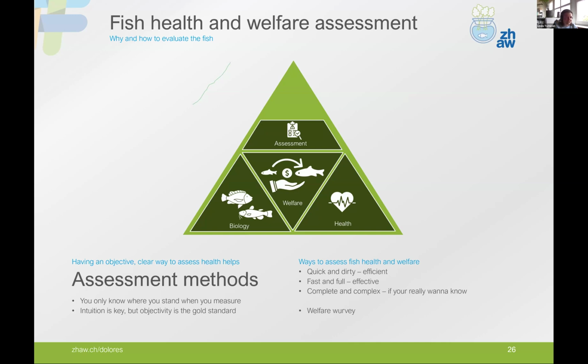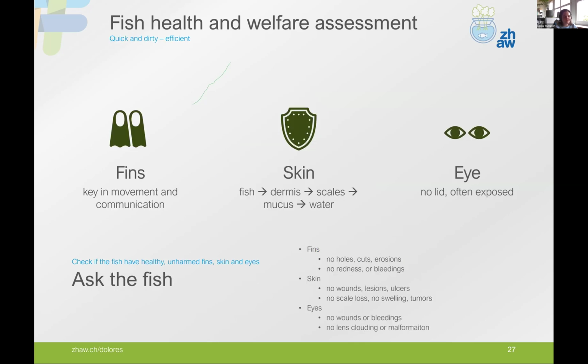So, three things. You can do it quick and dirty. That's very efficient: you go on site, you watch and look at your fish, and you check fins, skin, and eyes. The fins should have no holes, no erosion, no redness, no bleeding. The skin should have no wounds, no lesions, no swelling, and the eyes should be clear and also have no wounds. Then that's a healthy and well fish. It's very quick, and it's a very direct assessment, because you basically stand there, look at the fish and ask, how are you?